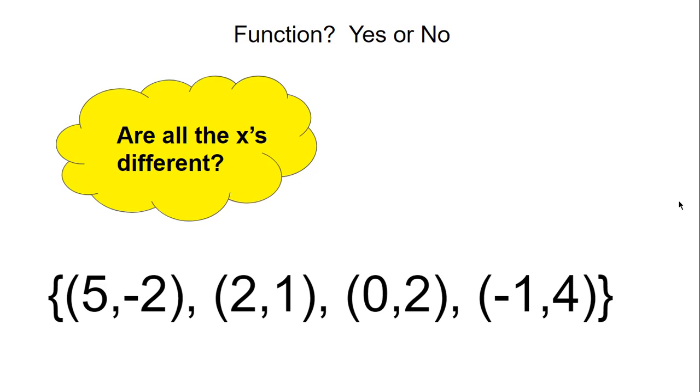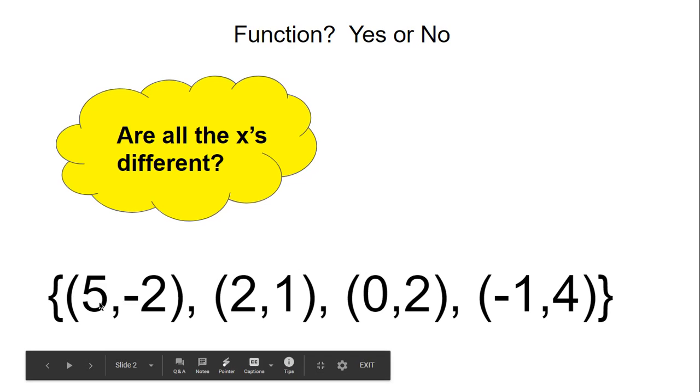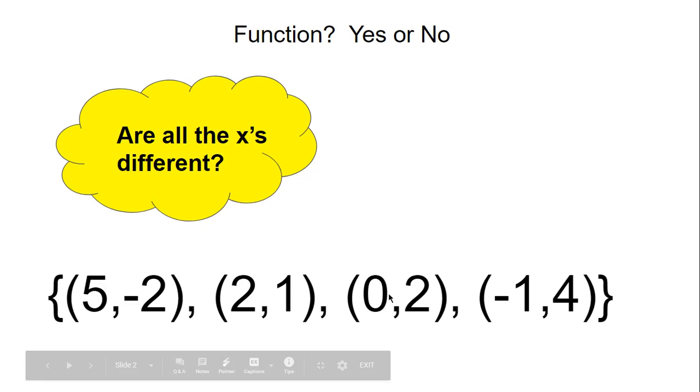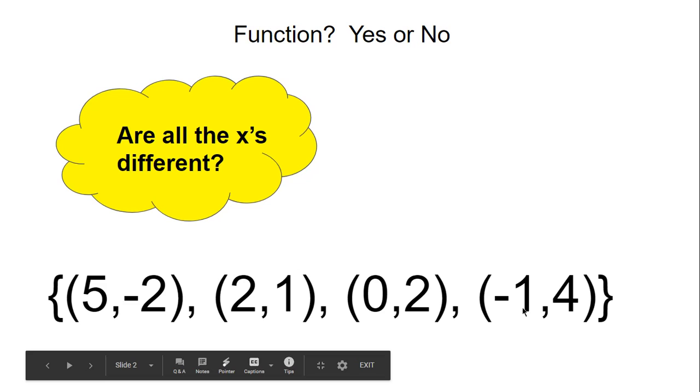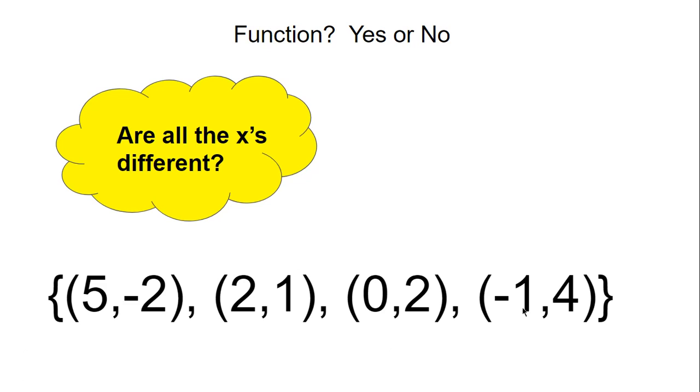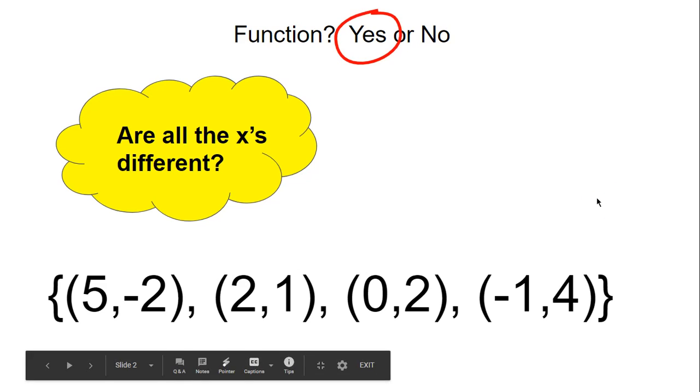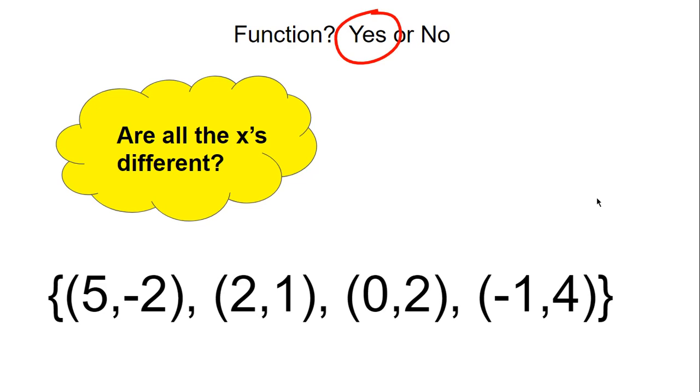Today, we are going to learn about how to tell if a relation is a function. So the question you're going to ask yourself when you see a set of ordered pairs: are all the x's different? The x is the first number in each set. So the 5, the 2, the 0, the -1. If all those numbers are different numbers, then yes, this is a function. It means it's a story in math that makes sense.